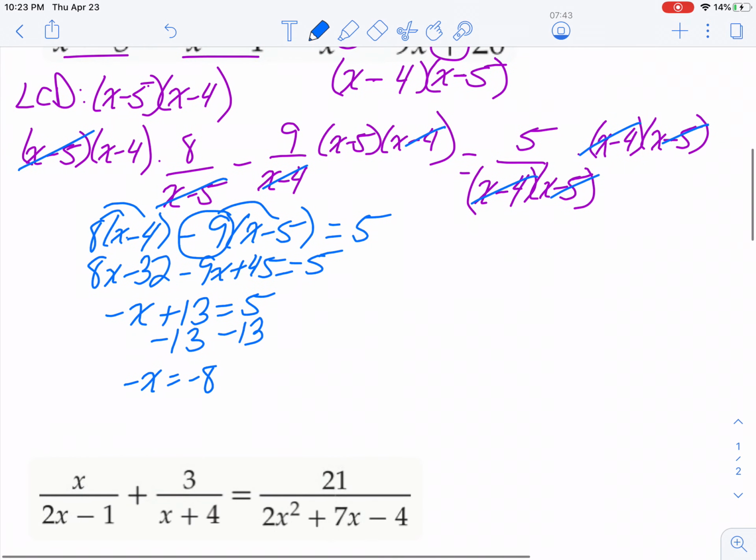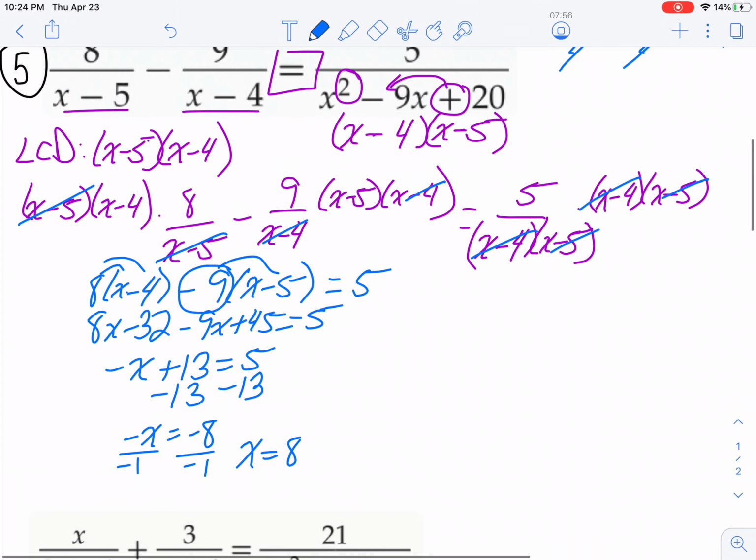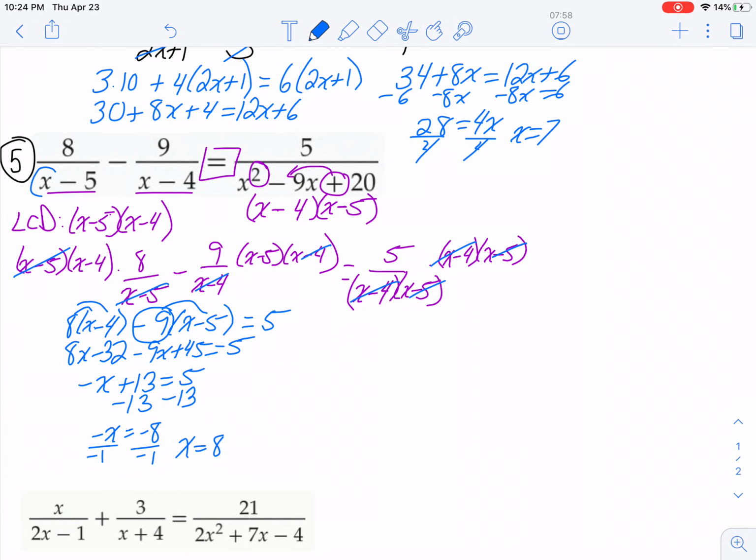And I am not done because x is not by itself, so I divide by -1 to get x equals 8. And again, at this point, I would love for you to go ahead and plug that back in and check to make sure that it works. So you have to plug that x equals 8 into this x, this x, this x, and sorry, that is not an x. This is an x, though, right there, to check it.